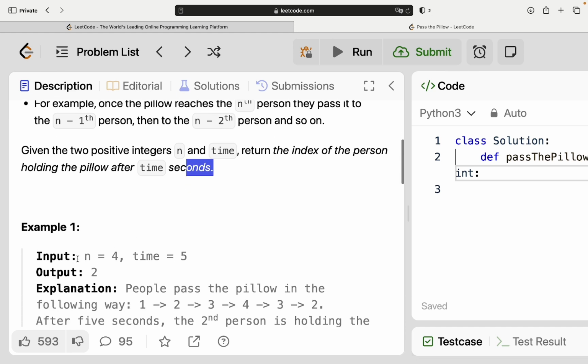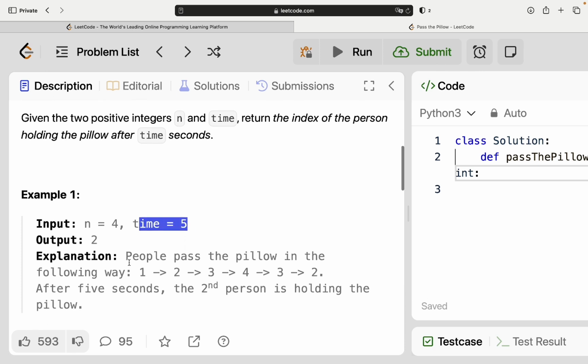In this example, we have n equal to 4, so 4 people, and the time is 5 seconds. So the output is 2. Why is it 2? Because the first person passes to the second, passes to the third, and the third passes to the fourth. Then the fourth, since n is 4, will pass it to n minus 1, third, and second. Then the time runs out, and we return that value, the index of the person holding the pillow at last.